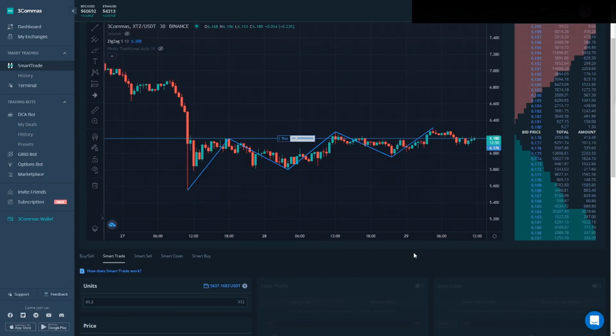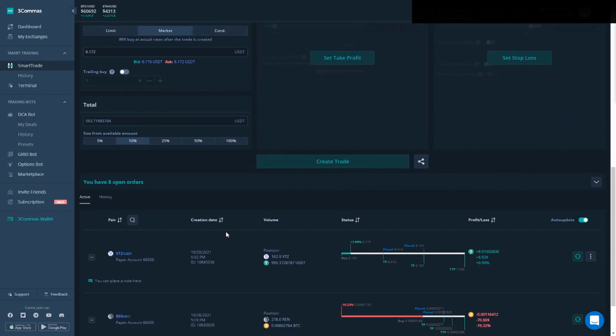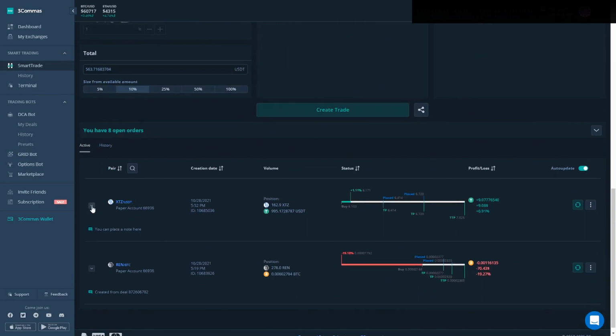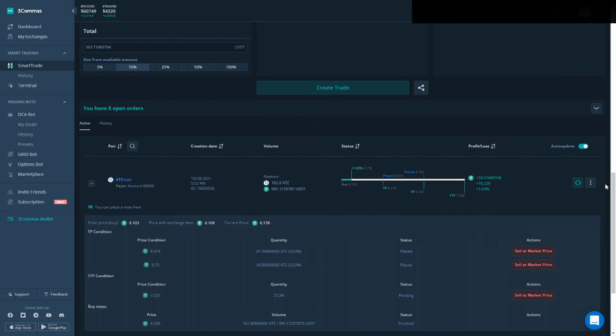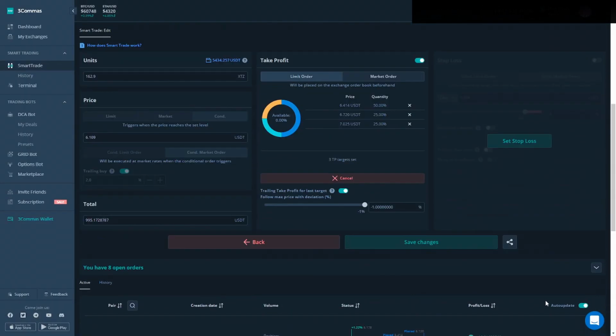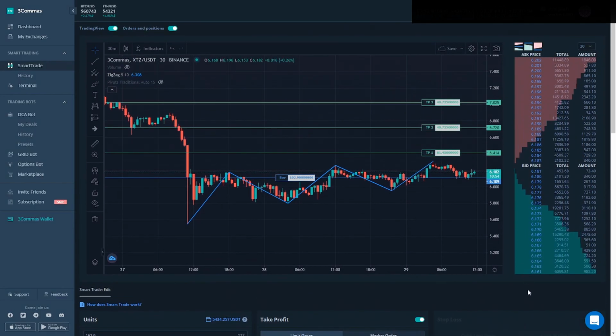Now I'm back and let's check how our trades are doing. So as you can see, the trade has started and I'm already in profit 1%. And now let's check out what was our entry point. Our entry point was 6.109. Here you can see your take profit conditions. So the first take profit condition will be activated with this price, and the second take profit will be activated with this price, and the final take profit will be activated at 7.025. And if you want to make some changes in your trade, you can just simply click here and click edit. You have possibilities to edit your take profit and stop loss conditions if you like to. And also if you scroll up, you can see all the take profit steps you have entered.